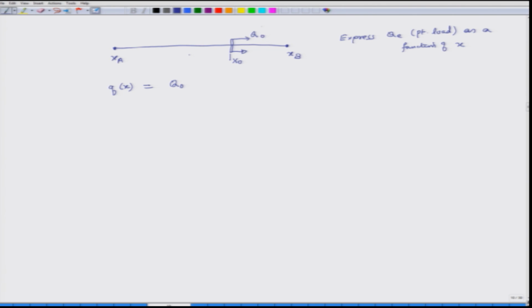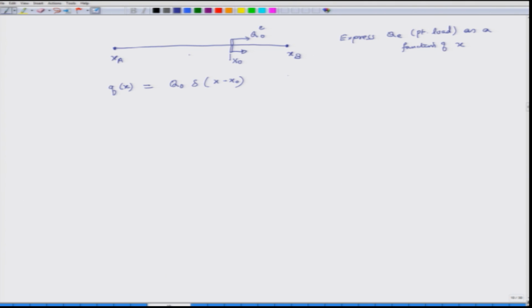for the eth element. So it is equal to q naught times a Dirac delta function, x minus x naught. So what does that mean? That the value of this thing will be q naught only at x naught, and at all other positions it will be 0.